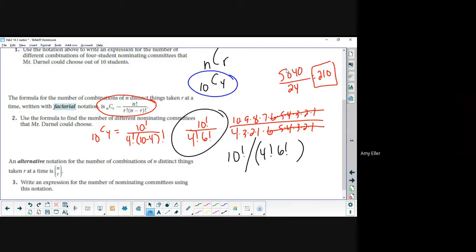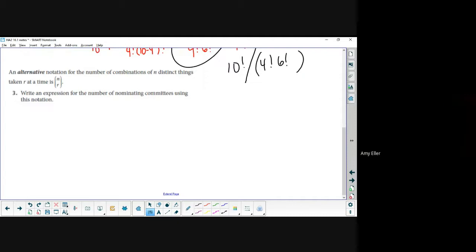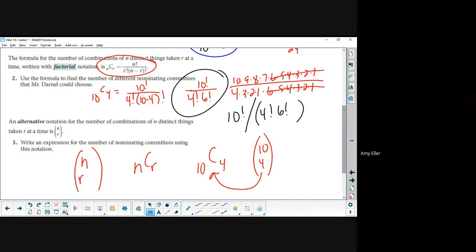Let's look at number 3. An alternative notation for the number of combinations of n distinct things taken r at a time is n over r with parentheses. So this is the same as this. So we did 10 choose 4. If you wrote that as 10 over 4, that would be the same notation. I don't know why they picked several ways to write it. But this is the same thing as that. Top number is how many things you have. Bottom number is how many things you're going to put in a small group.